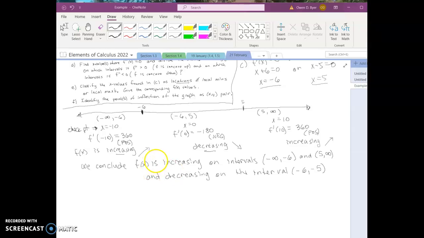Okay, I did a few more steps here. I plugged negative 10 into our formula for the derivative and got positive 360. When I plugged in 0, I got negative 180. And when I plugged in 10, I got positive 360. So we have a positive, a negative, and a positive, which means our function, f, the original function, is increasing on the interval from negative infinity to negative 6, decreasing on the interval from negative 6 to 5, and increasing from 5 to infinity, which I summarized in this statement right here.